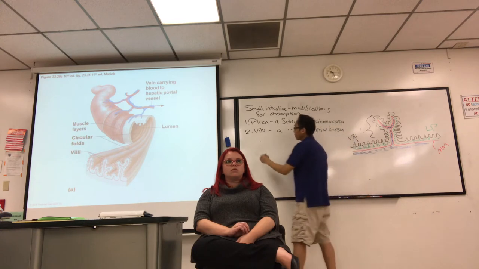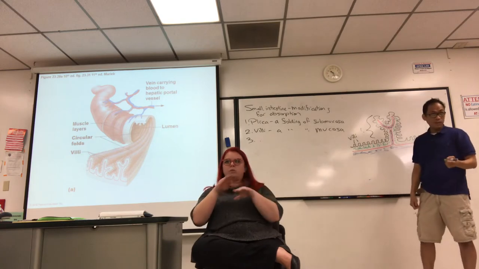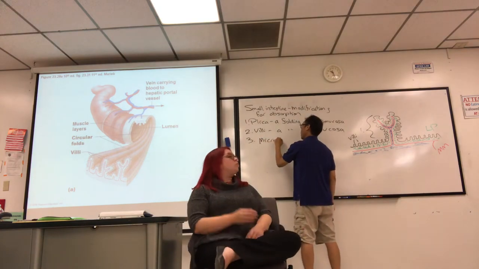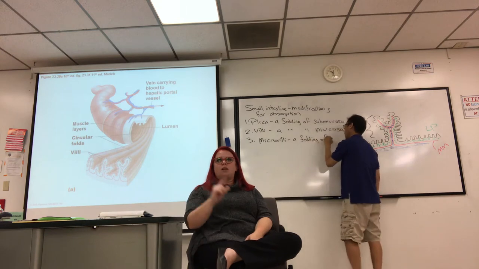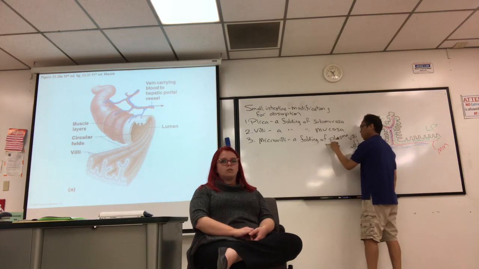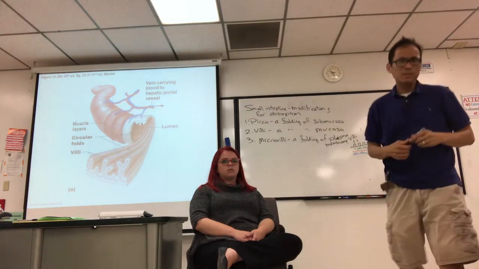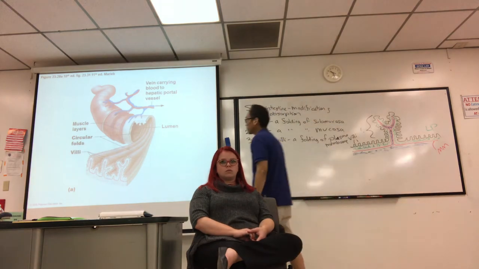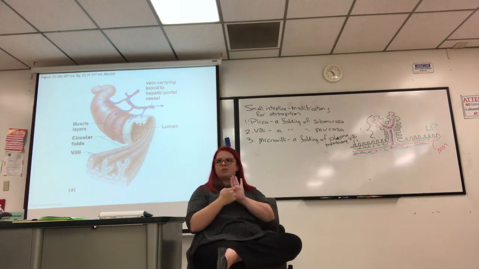A third level of folding is the microvilli, a folding of the plasma membrane of each epithelial cell. That's what they're showing you there. I have other pictures to show you the villi better. Here's the villi.